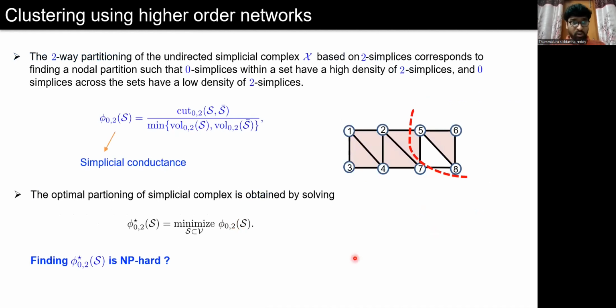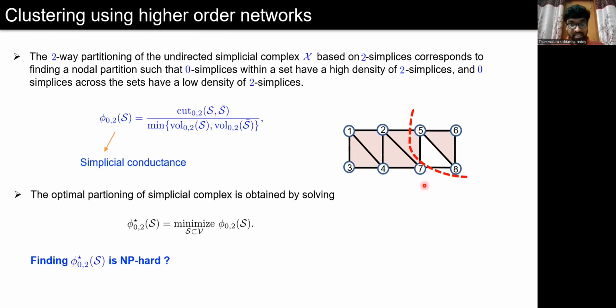With this setup, we now formally state our problem of clustering using higher order networks. Given a simplicial complex, the two-way partitioning of the simplicial complex based on two simplices now corresponds to finding an optimal nodal partition such that zero simplices within the set have a high density of two simplices, and zero simplices across the sets have a low density of two simplices.